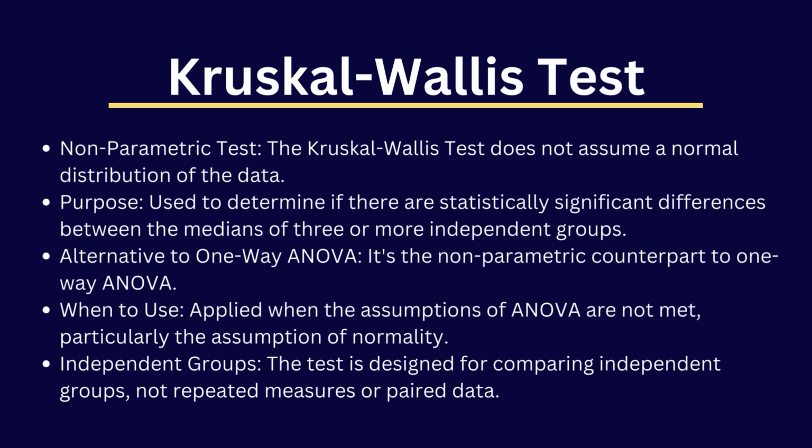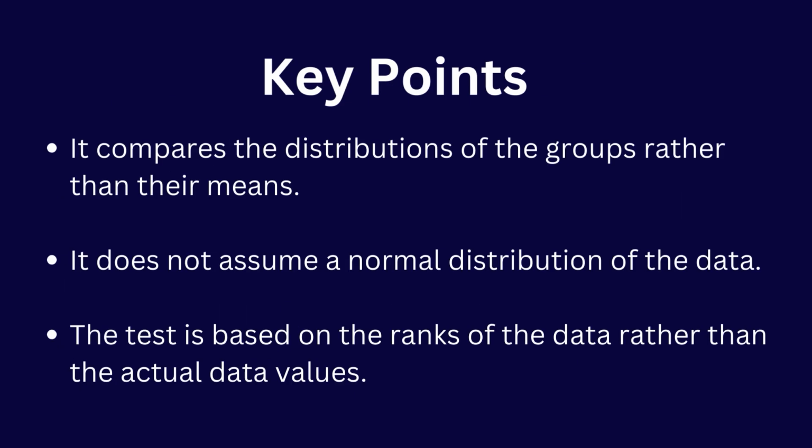The Kruskal-Wallis test is a non-parametric statistical test used to determine if there are statistically significant differences between the median of 3 or more independent groups. It's the non-parametric alternative to one-way ANOVA and is used when the assumptions of ANOVA are not met, particularly the assumption of normality. These are the key points for Kruskal-Wallis test.